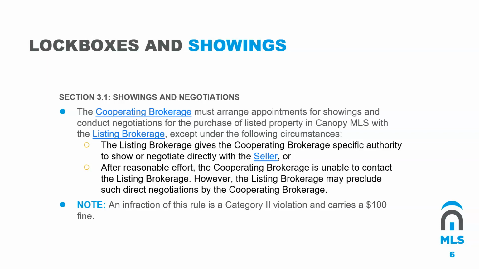However, the listing brokerage may preclude such direct negotiations by the cooperating brokerage. The note was added that an infraction of this rule is a Category 2 violation and carries a $100 fine. An example of a violation of this rule could be contacting the seller directly without permission to schedule a showing.